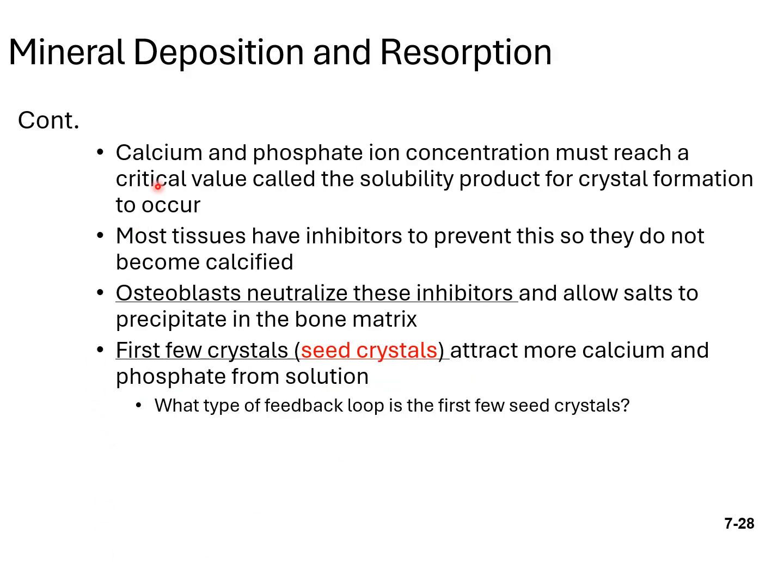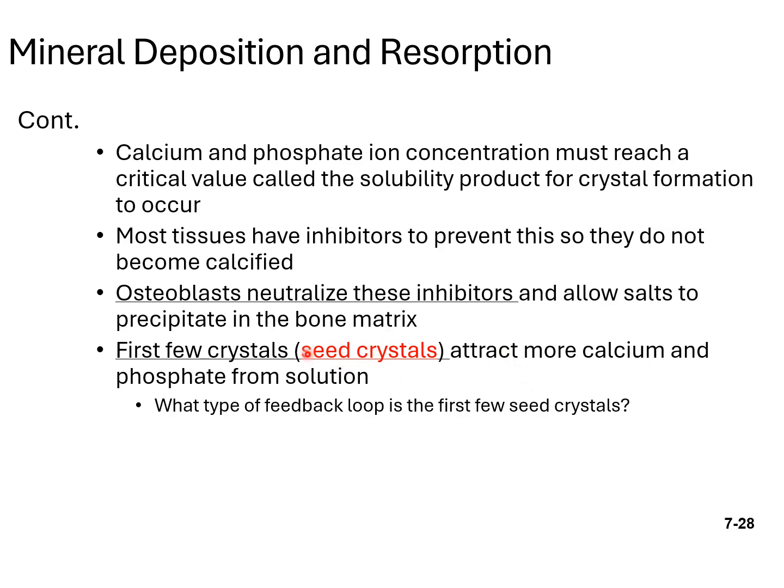And how it does that: the calcium and phosphate ion concentration has to reach a critical value. And pretty much just as if you were freezing water, something needs to freeze first. It forms a crystal. So what happens is the osteoblasts are going to stop the inhibitors and are going to allow these salts to start to form a crystal. Once those first few crystals form, those are called seed crystals.